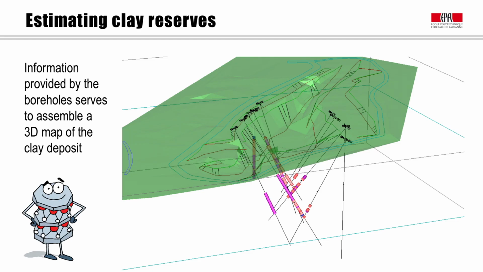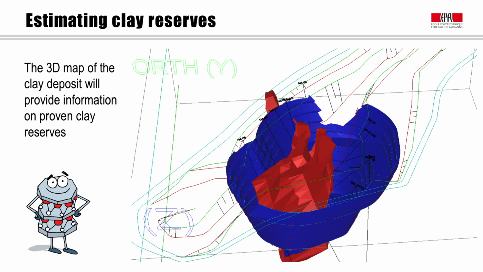Now, once you've done the initial survey and you've verified that you have kaolinite in your deposit, you probably want to go back and estimate the reserve, because this is a very important criterion for the financial viability of producing LC3. This picture shows you how you can use boreholes at different angles to assemble a 3D map of the clay deposit. And once you have this 3D map, this will provide information on the proven clay reserves.